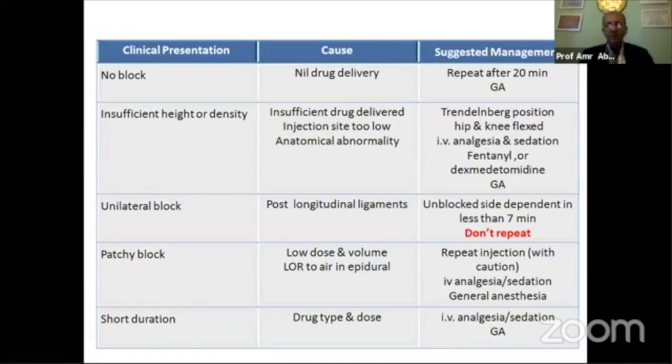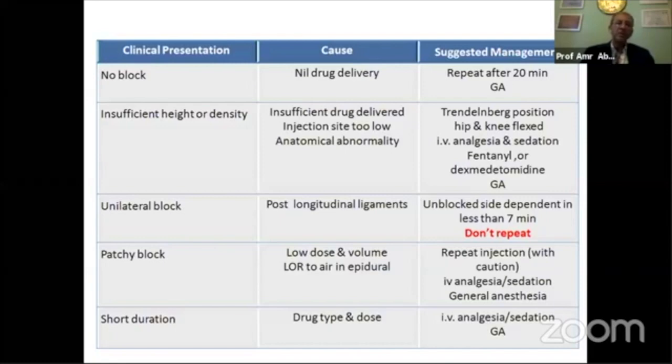And his philosophy behind this is that the word sorry can give the patient an unsatisfactory result, and can give patients the impression of something like, you did something wrong for me. After 20 minutes, do the general anesthesia. If you don't want to do a spinal anesthesia, again, after 20 minutes, do general anesthesia.